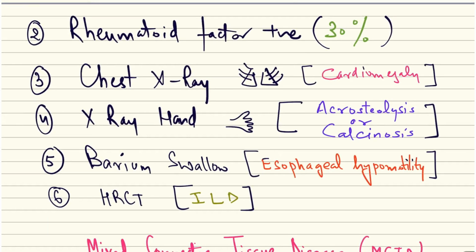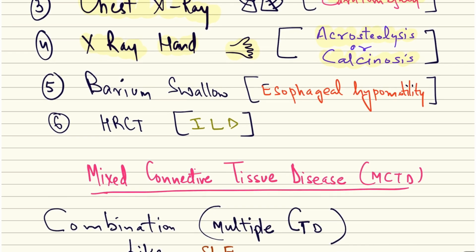Also, you will see that rheumatoid factor is positive in systemic sclerosis in 30% of the cases. You can also do the chest x-ray, and you can see cardiomegaly in these patients. Also, you can do the x-ray of the hand, where you will find acro-osteolysis and calcinosis because of the calcium deposits in the hands of systemic sclerosis patients. You can also do the barium swallow to study the esophageal motility disorders. You can also do the CT scan of the chest for detecting interstitial lung disease.